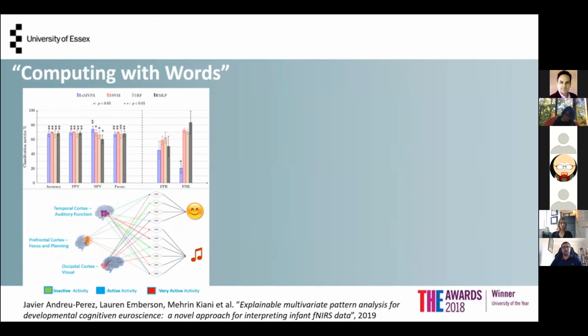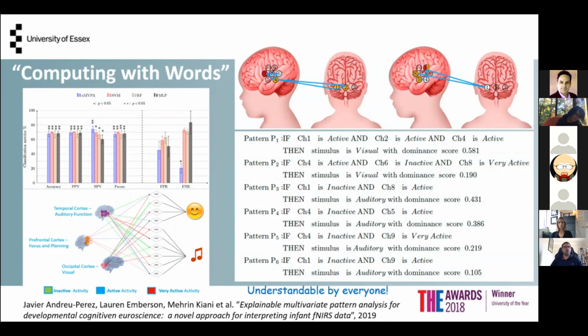Therefore, we can make use of the artificial intelligence paradigm of computing with words that allows building predictive models such as neural networks and highly expressive rule-based models that are understandable by anybody, while statistical performance is not jeopardized in comparison with black box models. In addition, we were also able to find patterns for visual and auditory processing that were overlooked in previous studies.